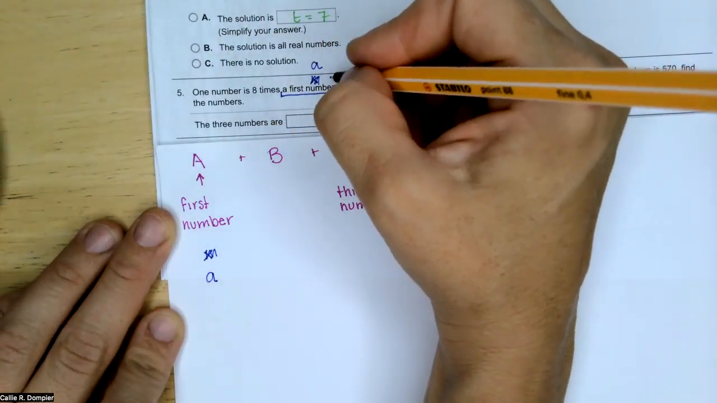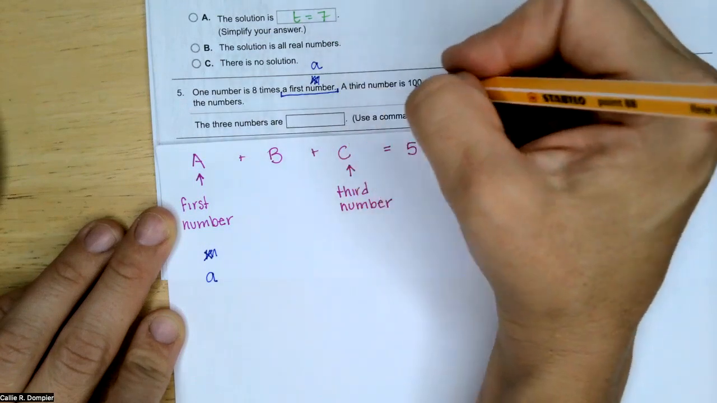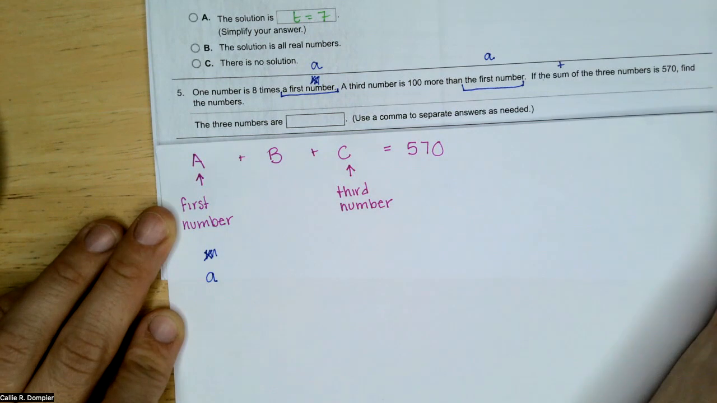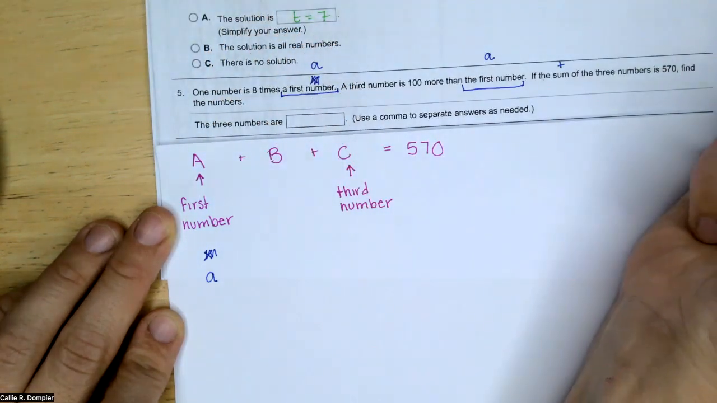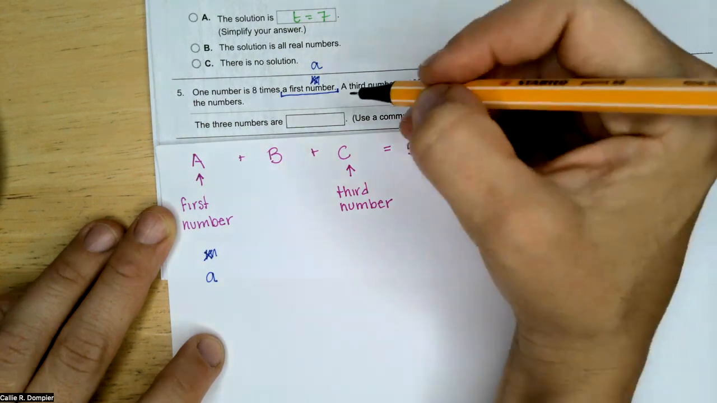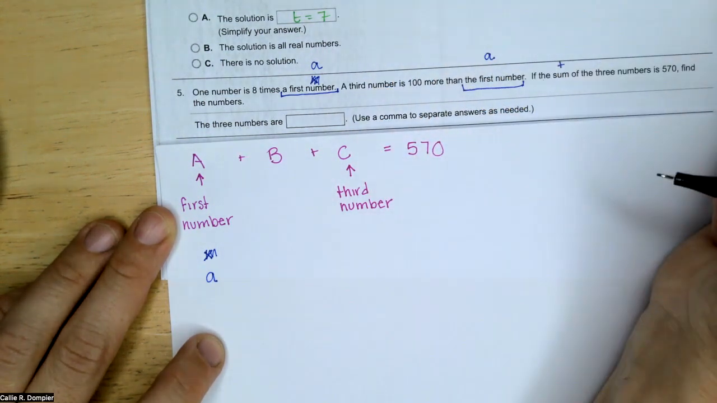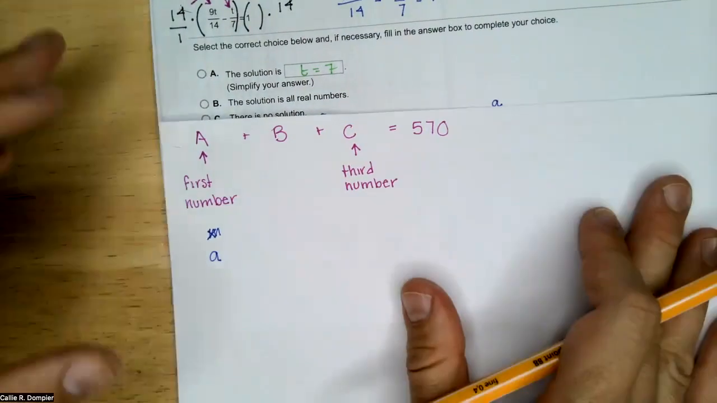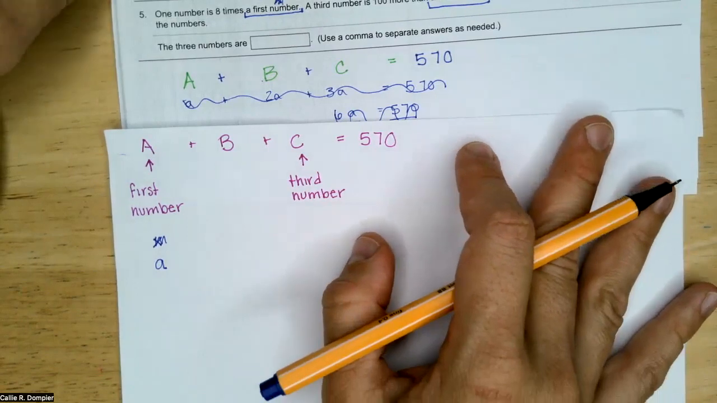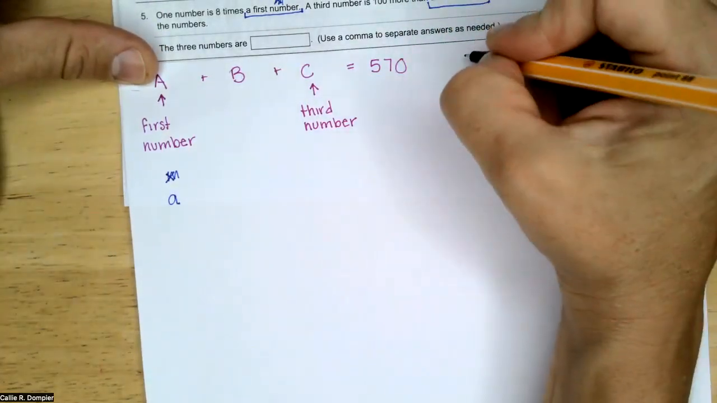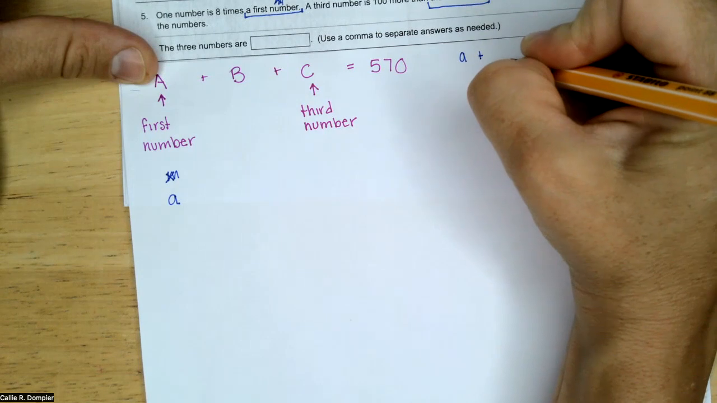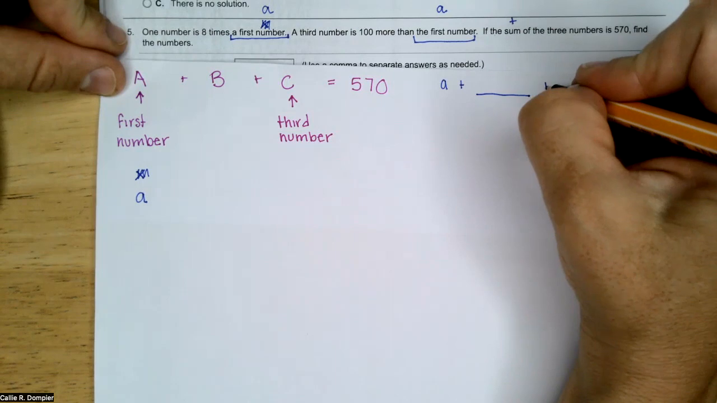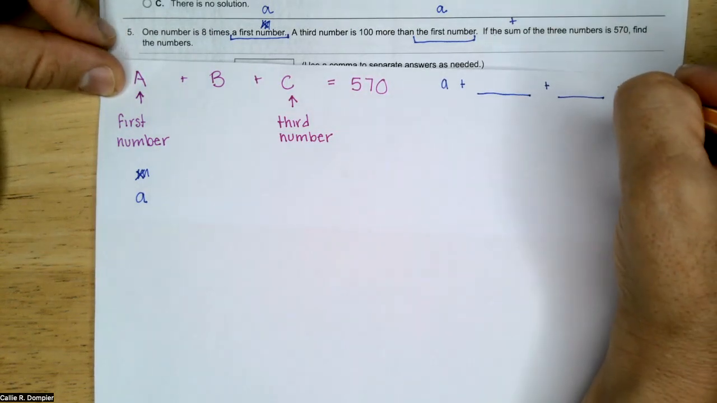One number is 8 times a first number. We called it A because A is the first letter. A third number is 100 more than the first number. That's A again, okay? If the sum of the three numbers is 570, so here's all three numbers is equal to 570. We're showing that here, right? So we're going to say A plus that one, plus that one equals 570.